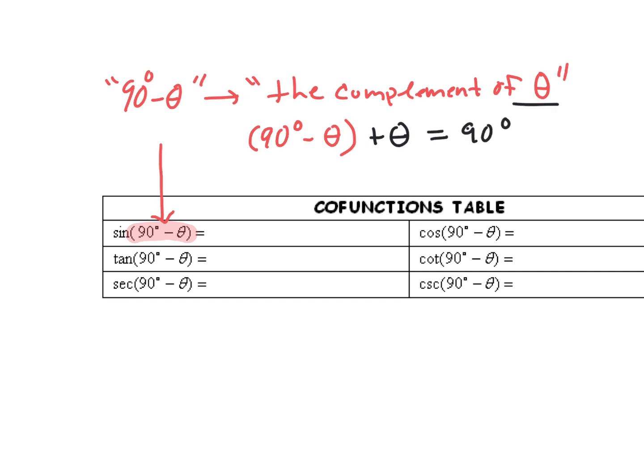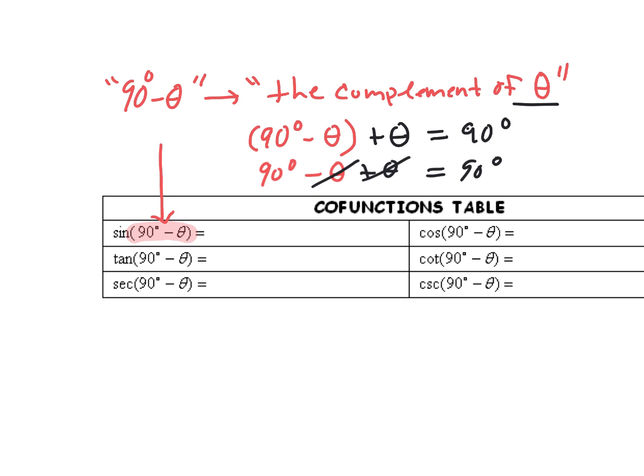And algebraically, that's true. If I simplify the left side of this equal sign, 90 minus theta plus theta, I could drop the parentheses on the first part. So I have 90 degrees minus theta plus theta. Well, these two things undo each other. Of course I get 90 degrees. So this is fancy talk for just being super general.